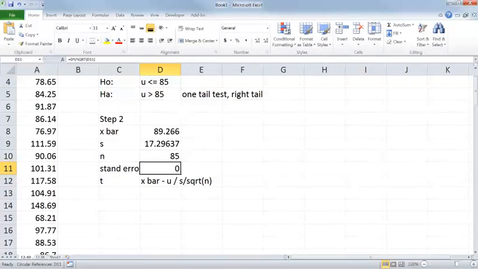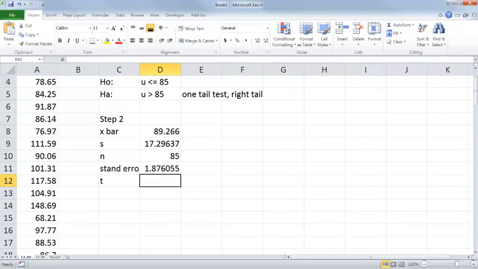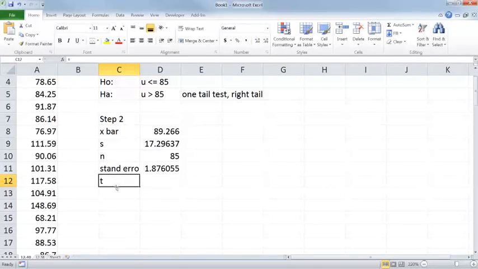Yep, that's what I want. Uh-oh, something didn't work. It should be 10. There we go. S divided by the square root of 10. So there's our standard error, 1.87.